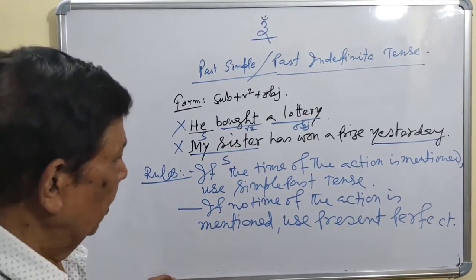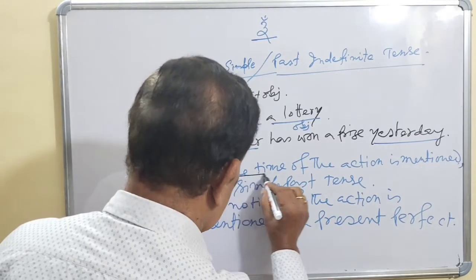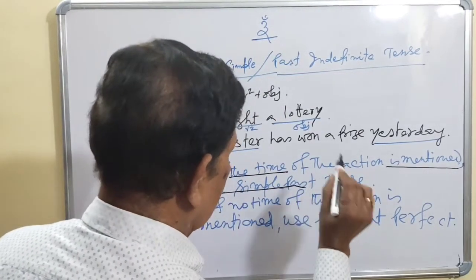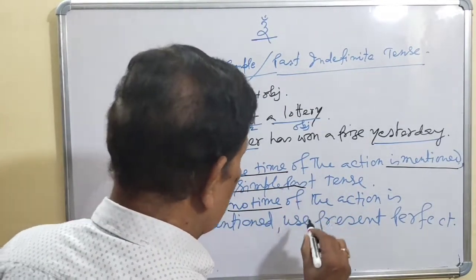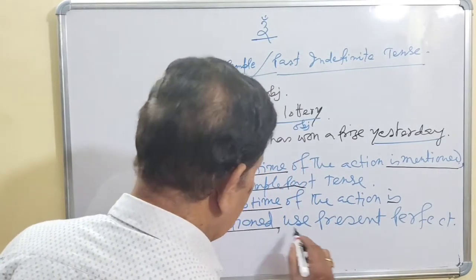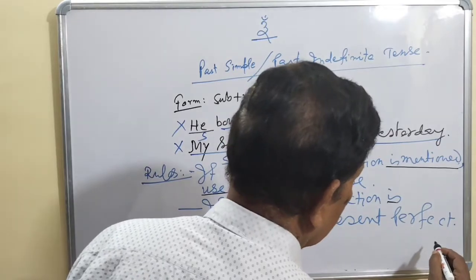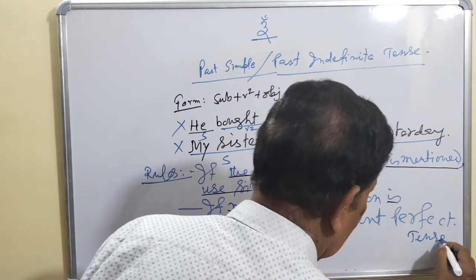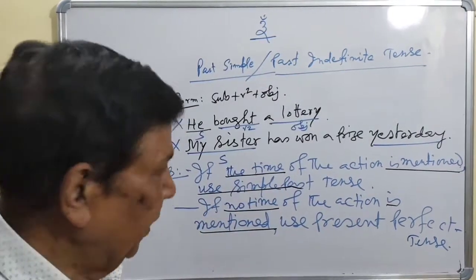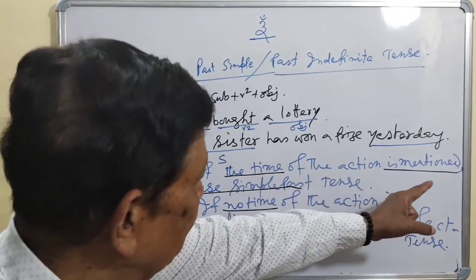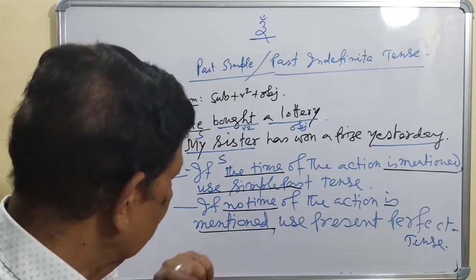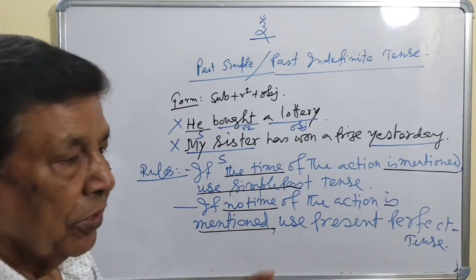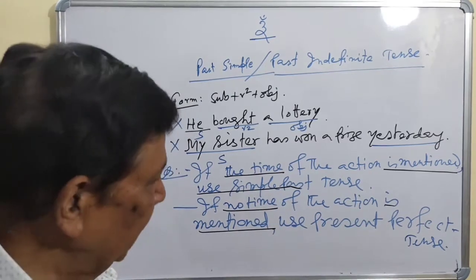If the time of the action is mentioned, use simple past tense. If no time of the action is mentioned, use present perfect tense. So what I tell you, if the time of the action is mentioned, use simple past tense. If no time of the action is mentioned, use present perfect tense. Present perfect tense means has or have plus V3.